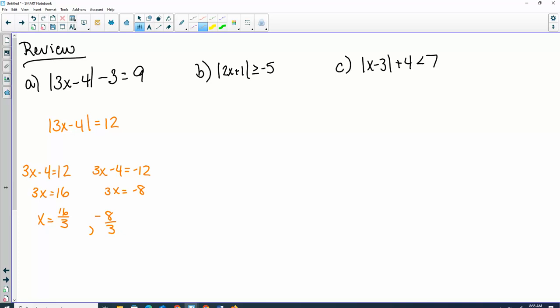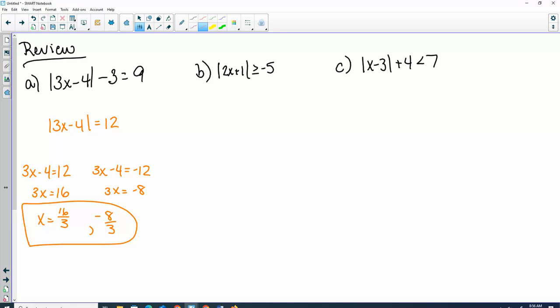How do you check your answers on these? Not yelling, talk loud so everybody can hear. How do we check answers? Well, you try. Plug them back into the original. You could easily do that if we put in 16/3. The absolute value of 16 minus 4 is 12, minus 3 is 9. Put in negative 8/3, the absolute value of negative 12 is 12, minus 3 is 9. So they both work.